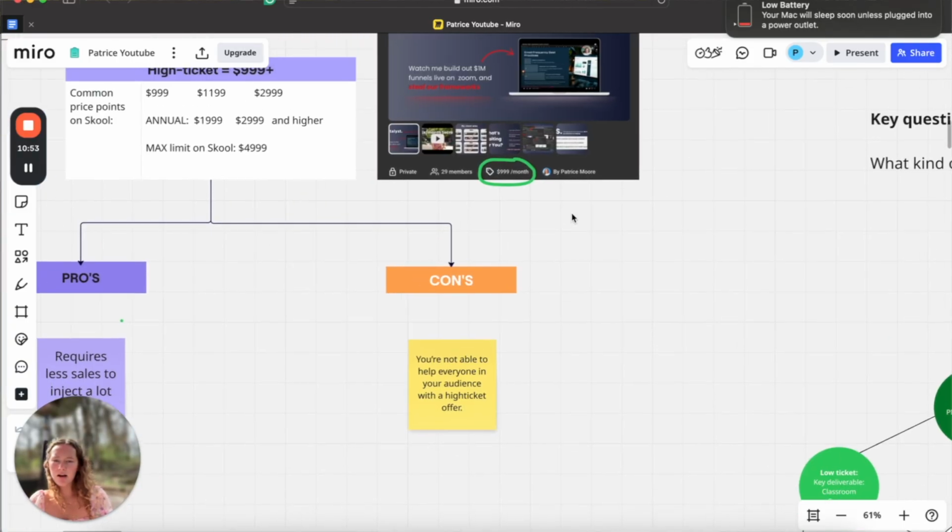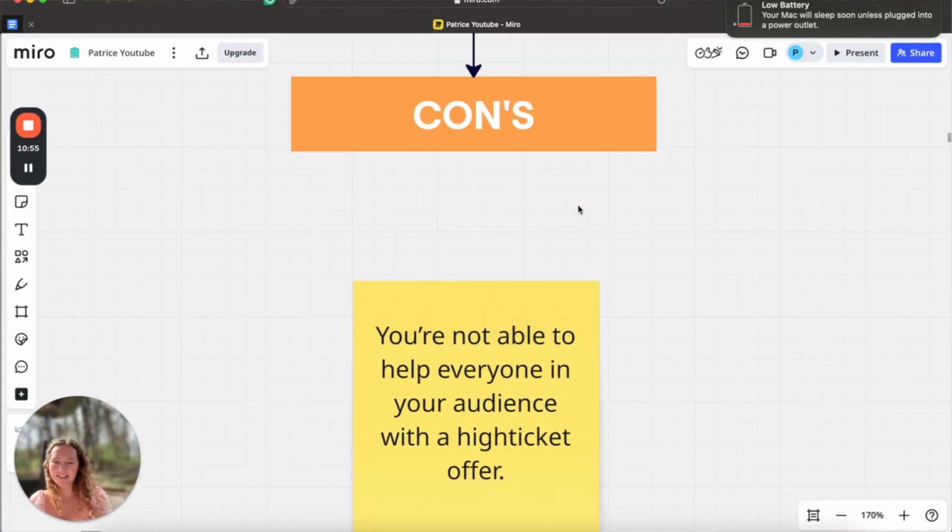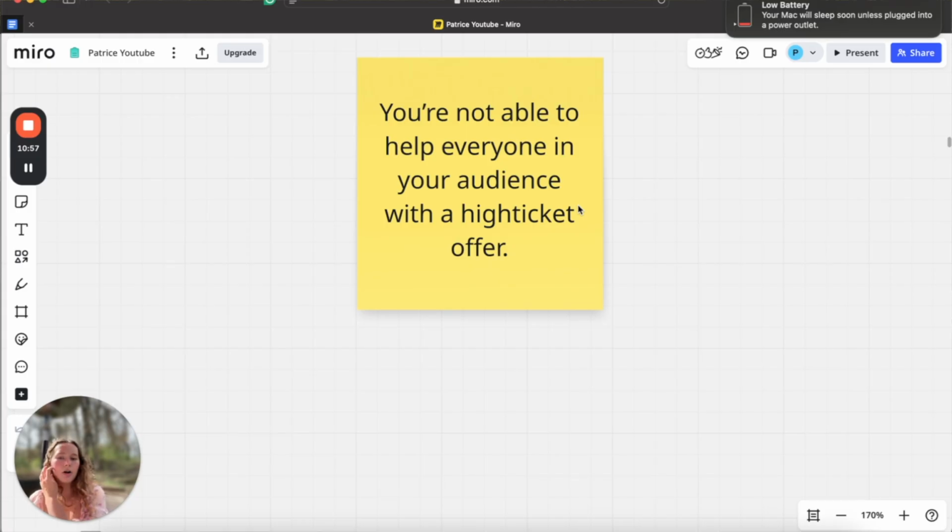But let's see what the cons are, because let's be fair here. There are definitely cons to high ticket. You're not able to help everyone in your audience if you have a high ticket offer. If you've got even just 1,000 followers on Instagram, less than 10% of them are probably going to buy your $9.99 offer just because they can't afford it. And it's going to naturally filter out a massive percentage of the people you reach out to, the people that see your ads, people that follow you. So that's something to consider: you won't be able to help everyone.